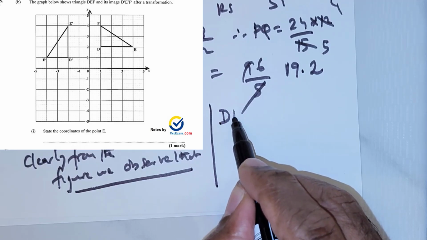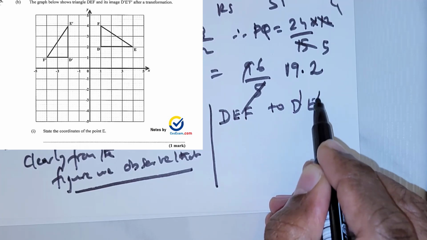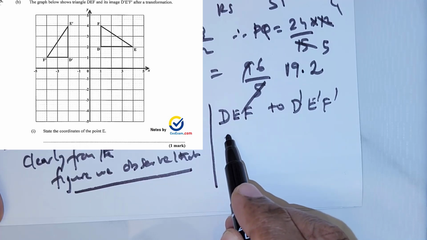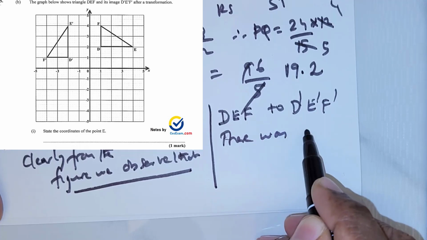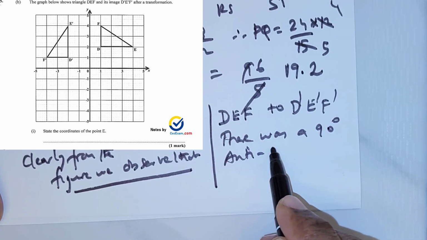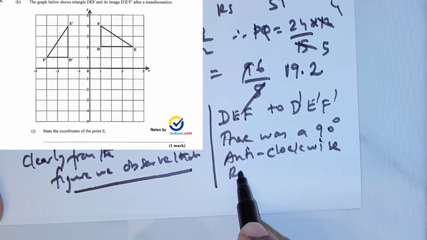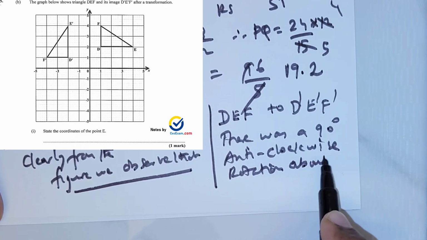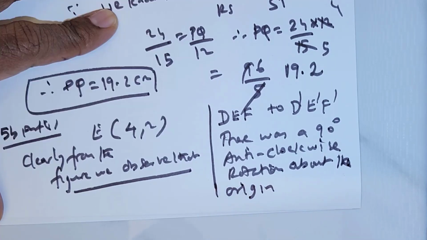Now there is a transformation that is mapping DEF to D dash, E dash, F dash. Now we are asked to describe this transformation. The solution is that there was a 90-degree anti-clockwise rotation about the origin. This is very important. Okay, so that is the solution for this question. So let's move on.